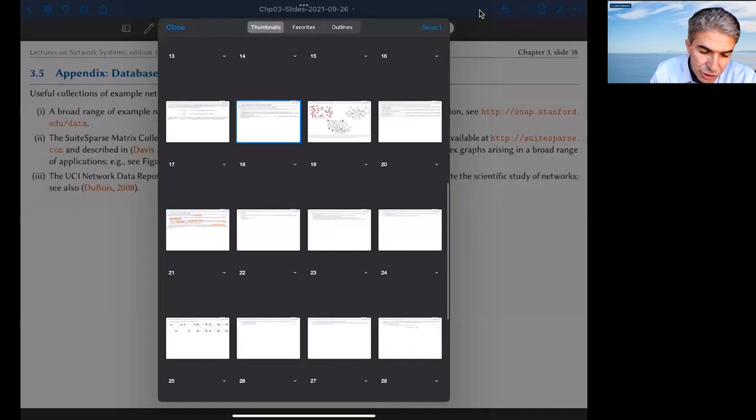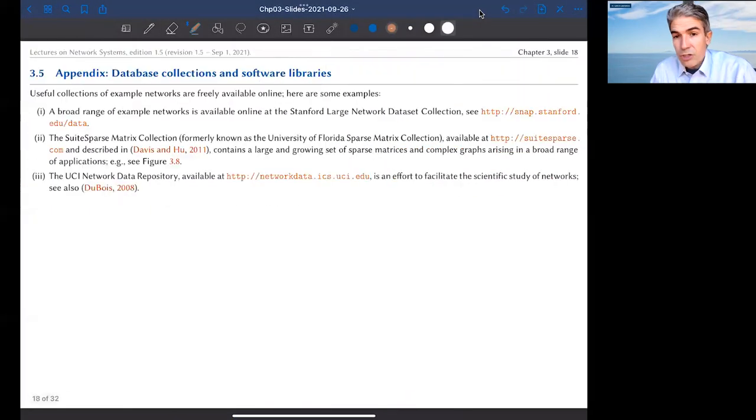Before I proceed, let me mention that graphs capture the structure of many famous data sets out there in the literature. If you want to find examples of graphs that are relevant for purposes beyond this class, here I have listed three databases of data sets: the Stanford Large Network Dataset Collection, the SuiteSparse Matrix Collection, and the UCI Network Data Repository, with corresponding links here. These are websites from where you can download examples of graphs that come from all walks of life, may they be engineering systems, scientific systems, and so forth. I'll let you peruse these links at your pleasure.